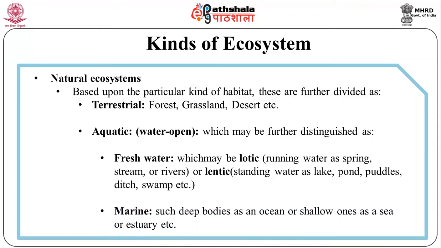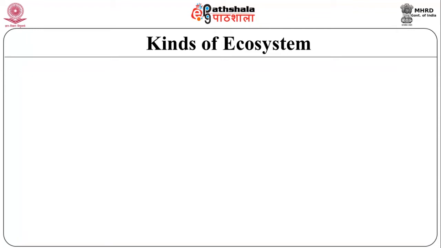The second type of aquatic system is a marine system, which includes deep bodies such as an ocean or shallow ones such as a sea or estuaries, etc.